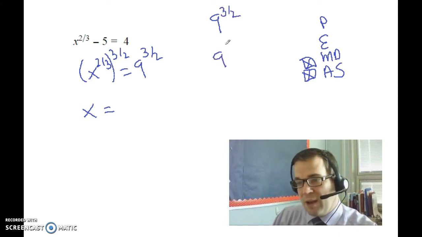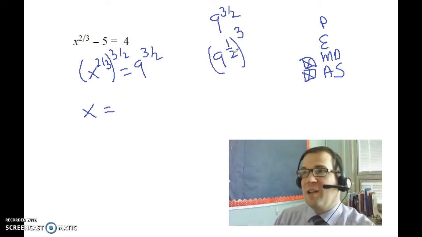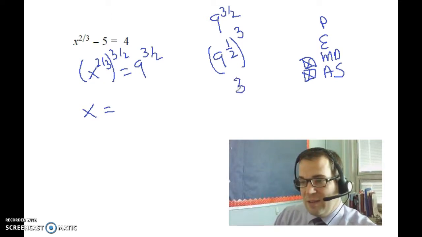So I'm going to first figure out what 9 to the 1/2 is, and I'm going to take that to the third power. 9 to the 1/2, what multiplies by itself 2 times to give me 9? That is 3. Take that to the third, I'll get 27.